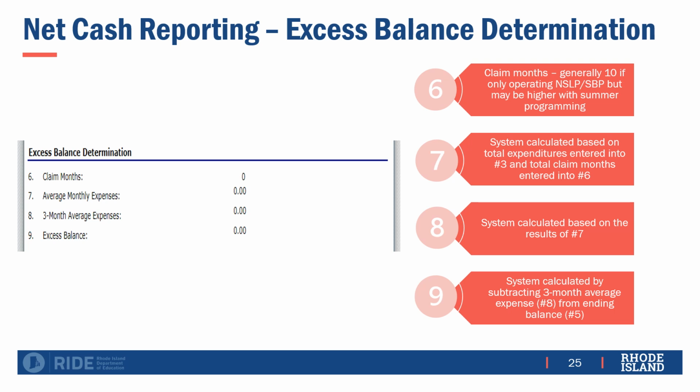If the balance displayed for item number 9 is a positive number, then the SFA is carrying net cash resource balance and is considered to be excessive, and a spend down plan is required.